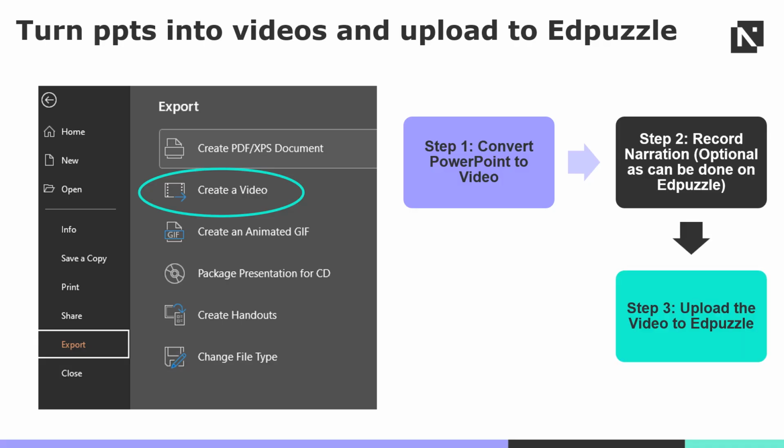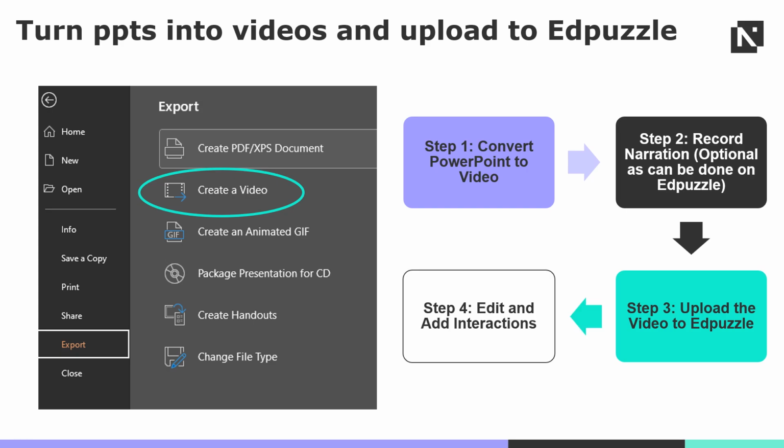Step 3. Upload the video to Edpuzzle. So log into your account. On your dashboard, click Create and then select Video. Click Upload Video and choose the video file you just created from your PowerPoint presentation. Once the video is uploaded, you can add interactive elements like multiple choice questions, notes or open-ended questions.